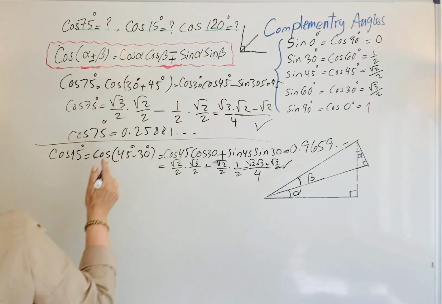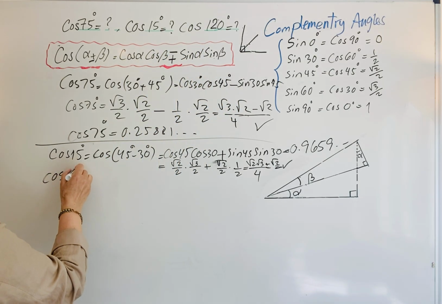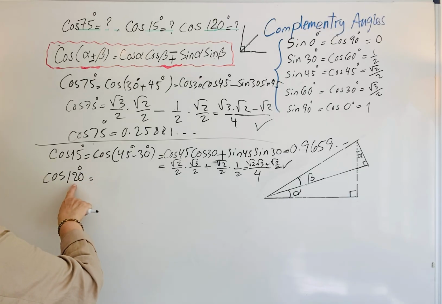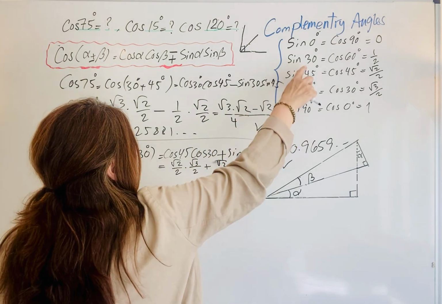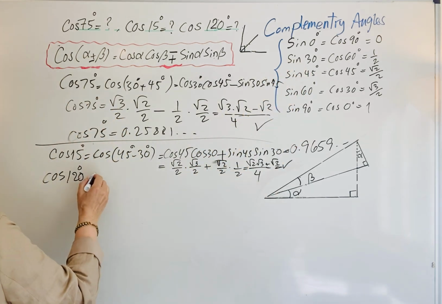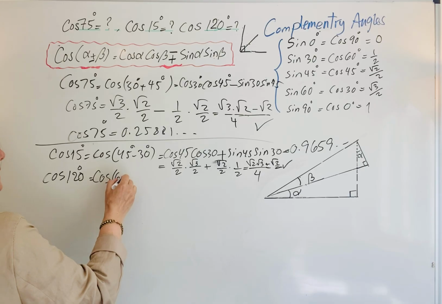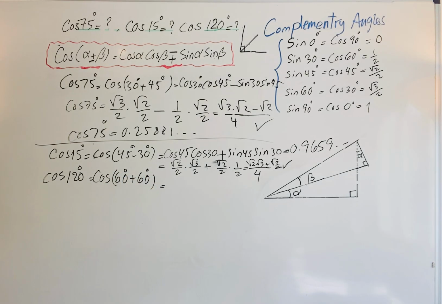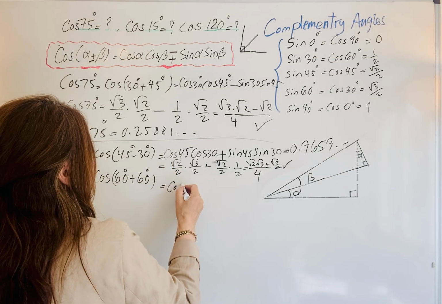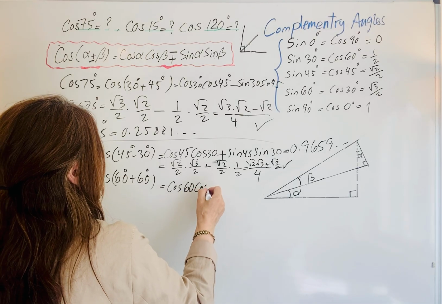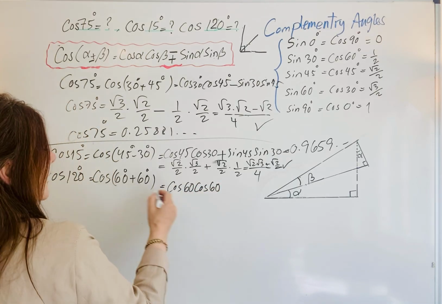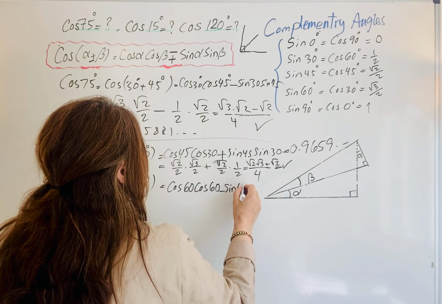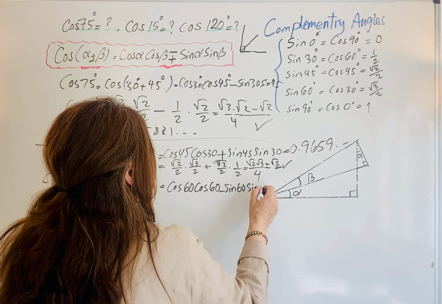But how about the cosine of 120 degrees? For 120 degrees, we can use 90 degrees plus 30 degrees, or we can say cosine of 60 plus 60. It's good. What can we do here? 60 plus 60. Cosine of 60, cosine of 60, minus sine of 60, sine of 60.